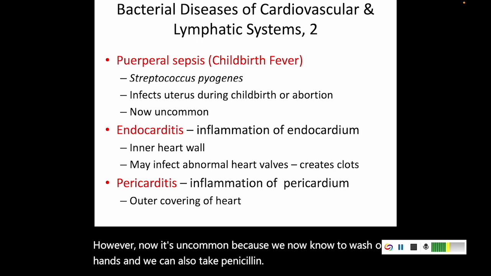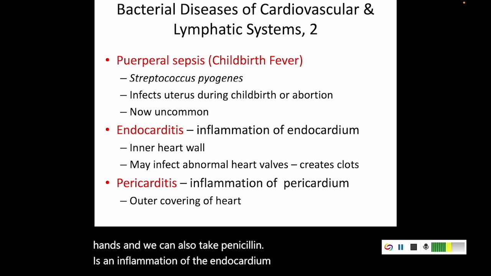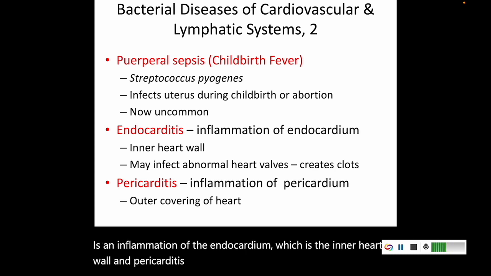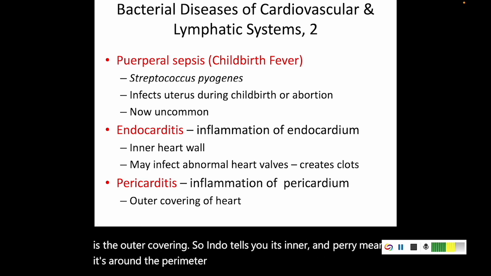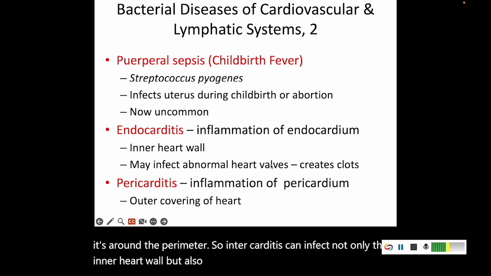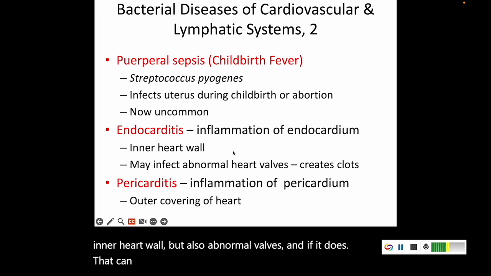Endocarditis is an inflammation of the endocardium, which is the inner heart wall, and pericarditis is an inflammation of the pericardium, which is the outer covering. So endo tells you it's inner, and peri means it's around the perimeter. So endocarditis can infect not only the inner heart wall, but also abnormal valves. And if it does, that can lead to blood clots.